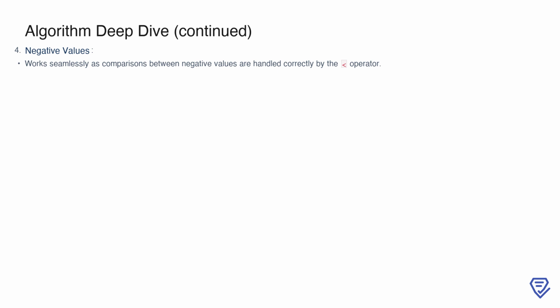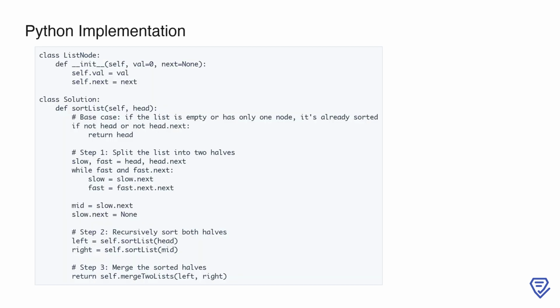Here, we start by defining the ListNode class to represent the nodes of our linked list. Each node contains a value, val, and a pointer to the next node, next. Then, in the Solution class, we define the sortList function, which will implement the sorting logic. The first step in this function is to handle the base case. If the list is empty or contains only one node, it is already sorted, so we simply return the head.